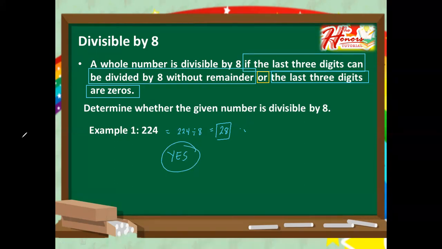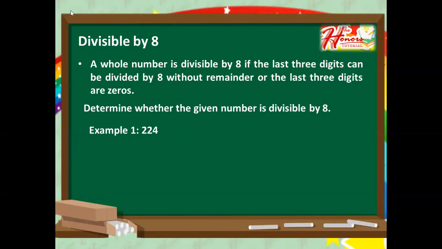Let's have another. 2000. Focus on the last three digits of 2000. Those are zeros. So according to our second rule, the last three digits are zeros. Automatically, it is a yes. It is divisible by 8 because the last three digits are zeros.